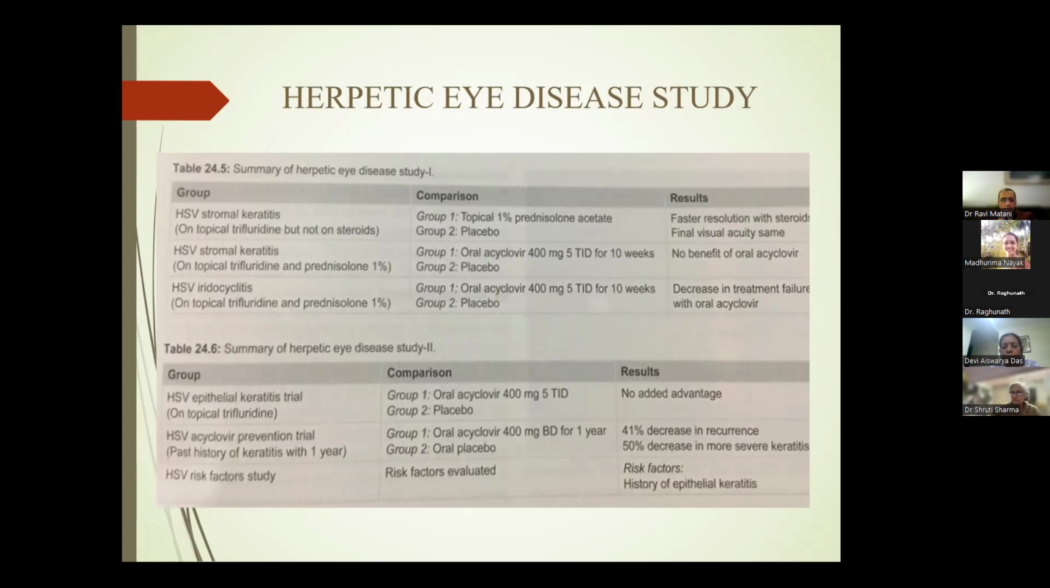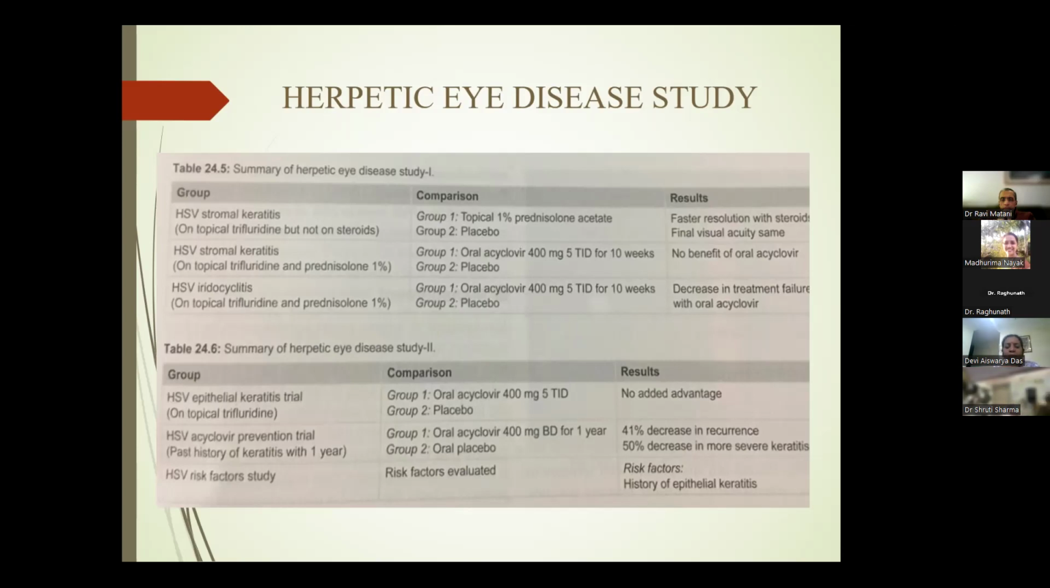HSV iridocyclitis: when they added oral acyclovir 400 mg 5 times, there was a decrease in the treatment failure rate. So it is worthwhile giving patients with herpetic uveitis oral acyclovir 400 mg 5 times daily. They put the patients on 10 weeks. I think we put them on 2 weeks. I'm not sure. Uveitis people, please tell me.